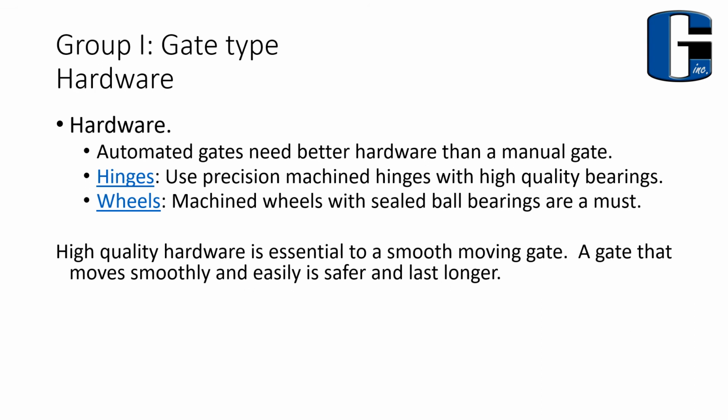So gate hardware, a very important element: quality gates, quality hardware. If it's a swing gate, you've got to use really good hinges. If your hinges are a metal on metal style, it might work great for a manual application, but you've got to use a bearing style gate hinge. Lots of different weight sizes and capacities, adjustable ones, weldable ones, ones that can go from aluminum to steel for different applications. Slide gates also, we want machine wheels with sealed ball bearings. That's an absolute must, high quality. We want these gates to move and slide or swing very smoothly.